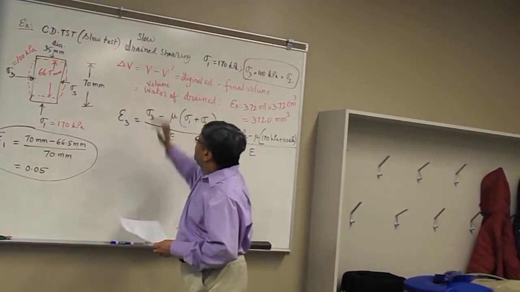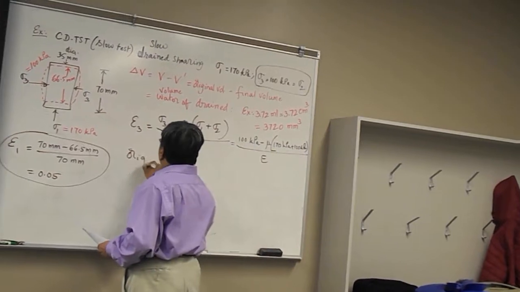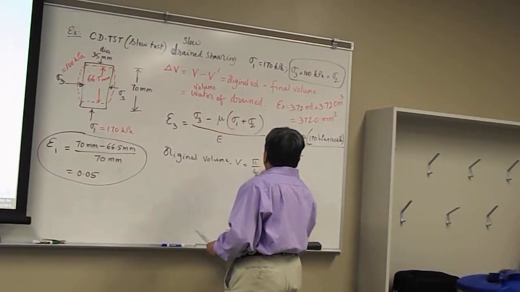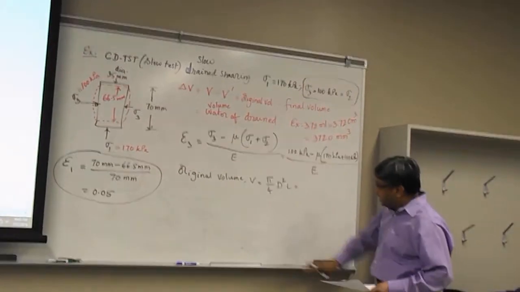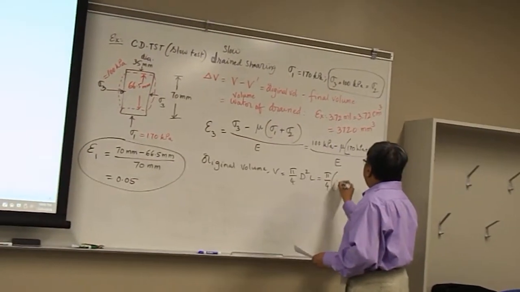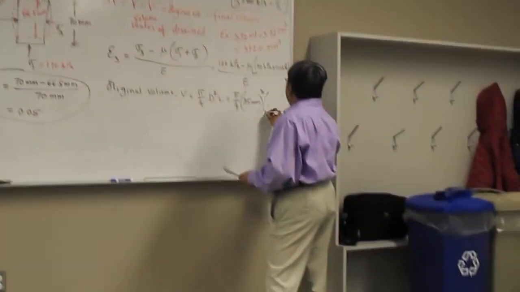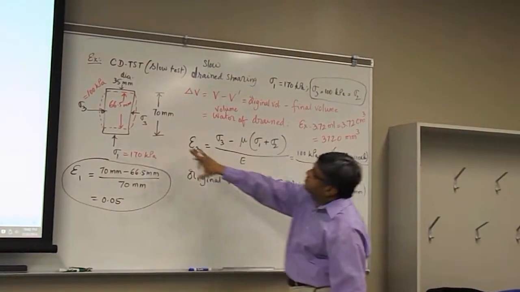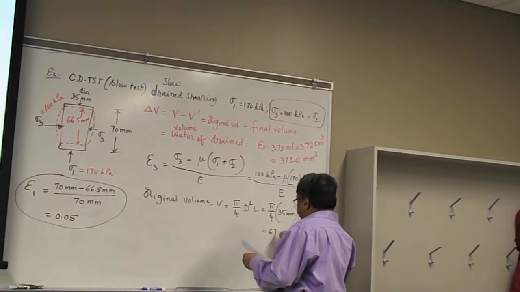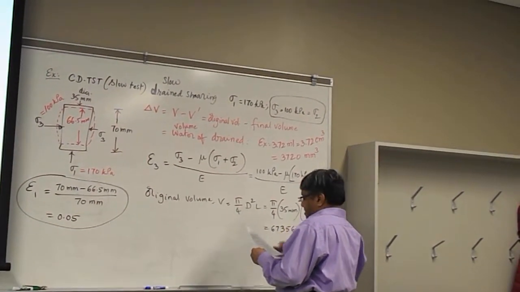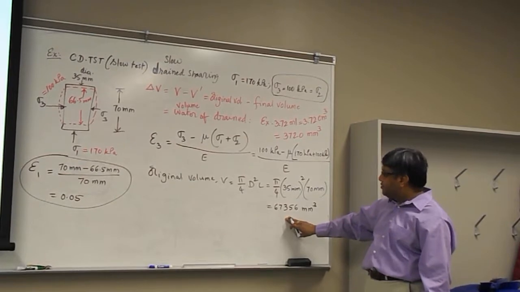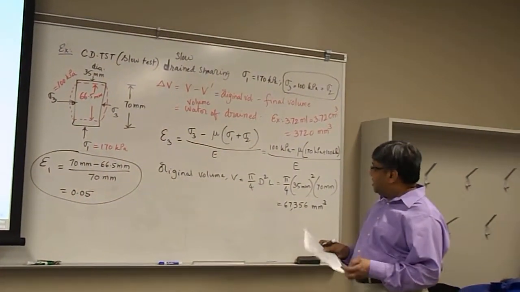So the original volume V is pi over 4 d square L, which we can calculate as pi over 4 times 35 millimeters square times 70 millimeters, based on the original dimensions of the sample. This is 67,356 millimeter cube. I will not go for any decimal because this is such a huge number, 67,000. There is no need for that.